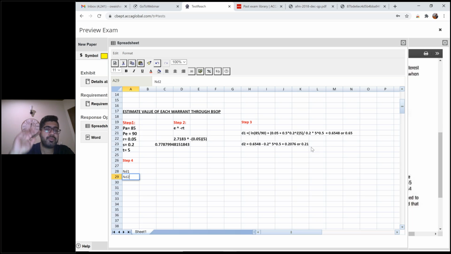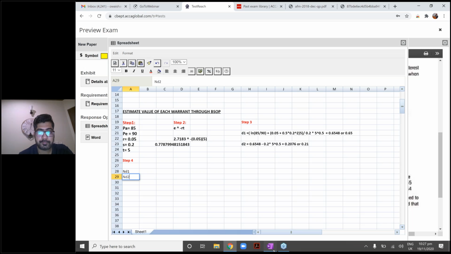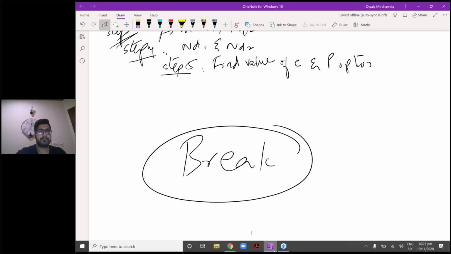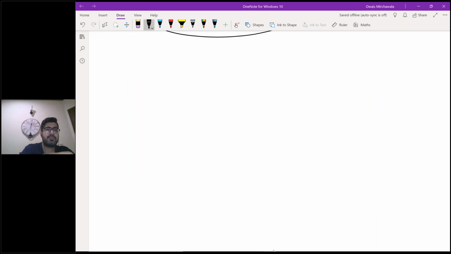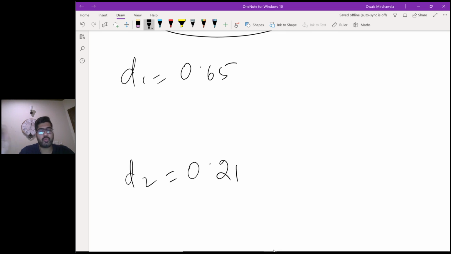Okay, so how will you do it? Now, what is the value of your D1? It's 0.65. Okay, and what is the value of D2? It's 0.2. To find N(D1) and N(D2), you need to first see what is D1 and D2, because you are about to find N(D1). So first see what is D1.